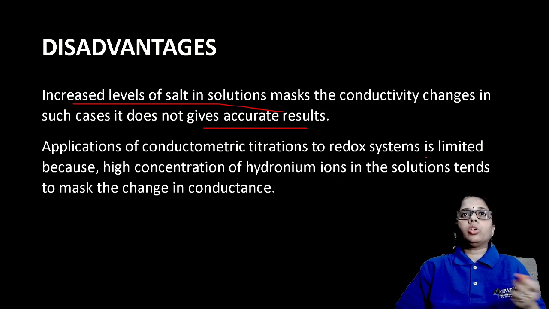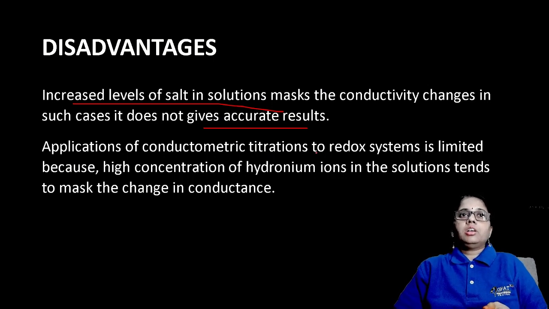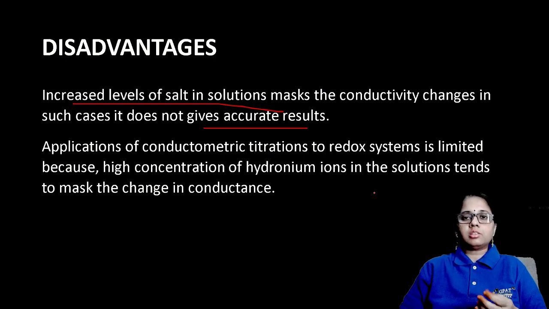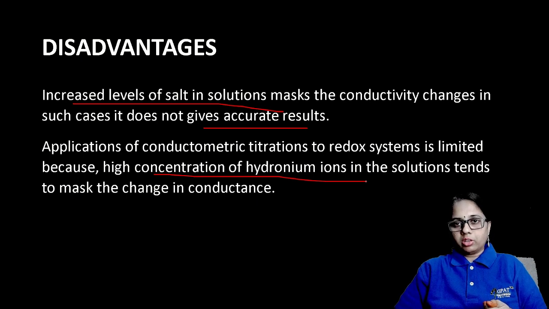That means the endpoint cannot be accurately determined. So in some cases, the application of conductometric titration to redox systems is limited. What we have seen is that both oxidation and reduction are going to take place. Sometimes the application is limited because a high concentration of hydronium ions, H3O plus ions, is going to be there, which leads to masking the change in the conductance.